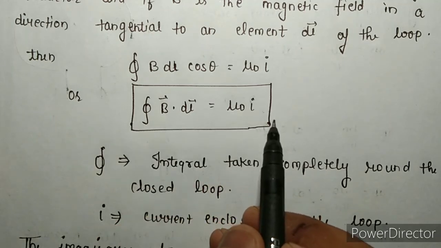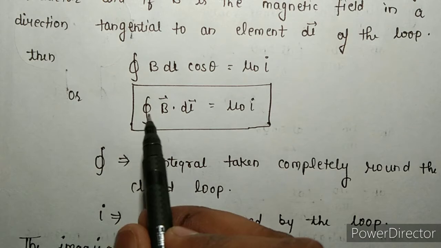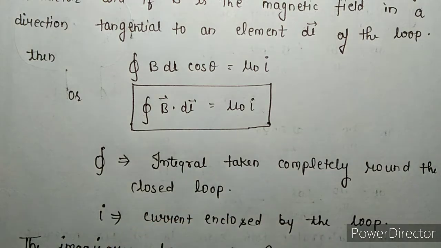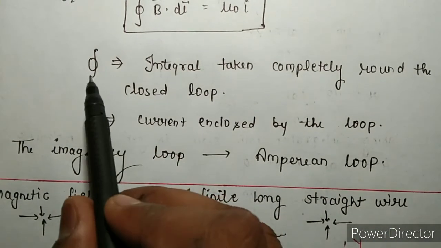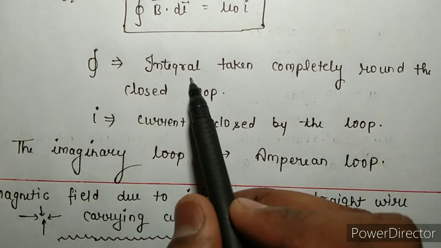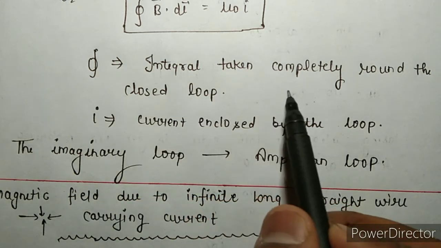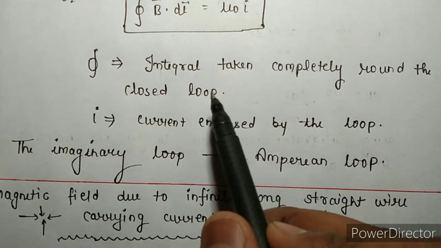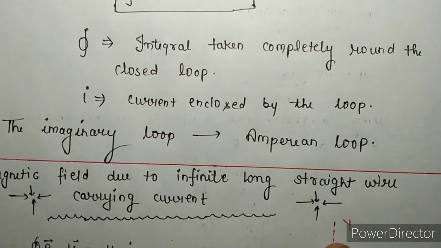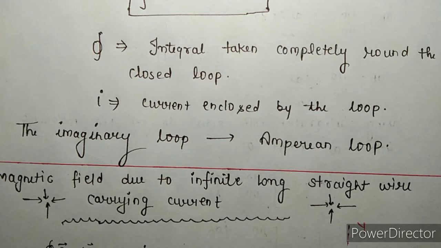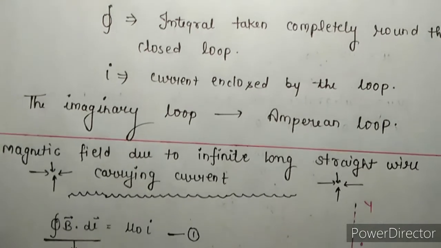So the relation is closed integration B dot dl is equal to mu naught I, where closed integration indicates the integral taken completely around the closed loop, and I is the current enclosed by the loop, and this imaginary loop is Ampere's loop.